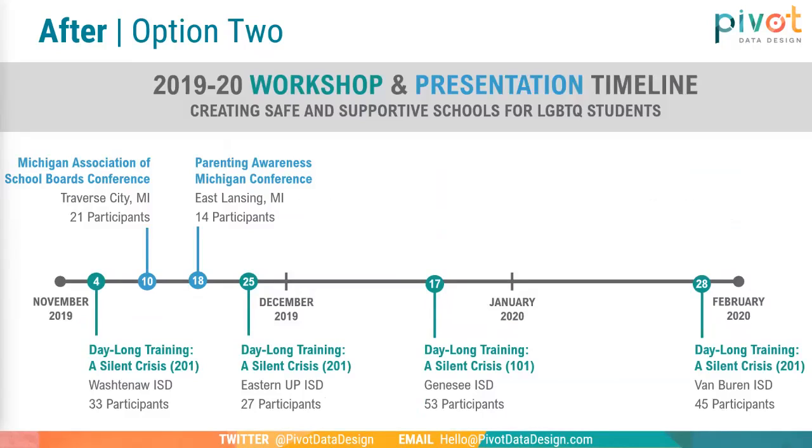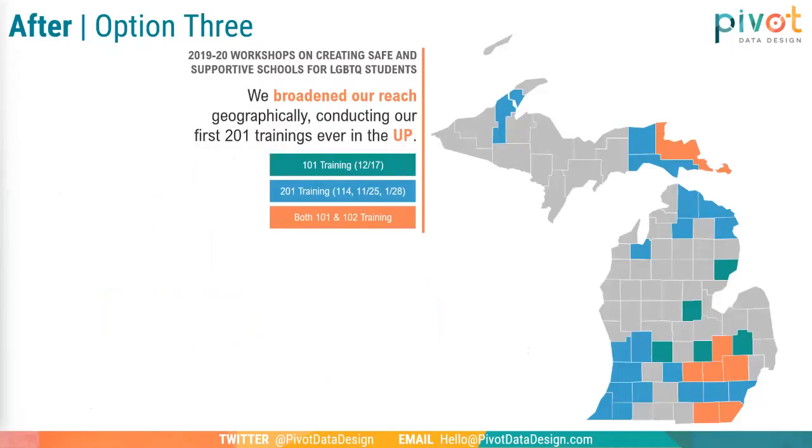Let me show you one last example. What if your key audience was actually most interested in where it was by reach? They want to know what counties are being reached, maybe because you want to target counties that haven't participated in some of these trainings. So you need a sense of where the reach of all these trainings you've been doing is. Maybe you map it onto a county map of the state of Michigan, and you have a little title that says, we broadened our reach geographically, conducting our first 201 trainings ever in the UP. How exciting. And the 101 trainings are the teal color, blue is 201, and both of them is orange. So it gives you a little bit of a sense of how you might change your visuals and graphics based on your audience's key questions.